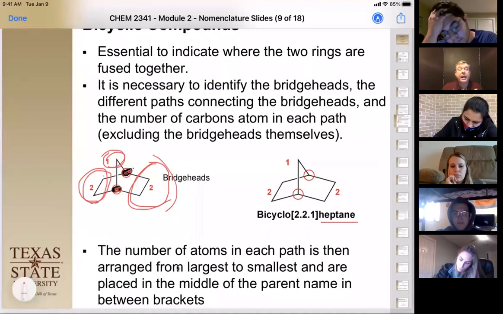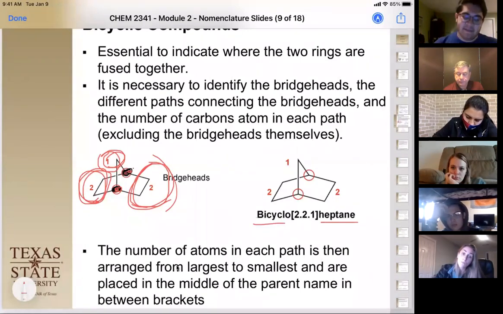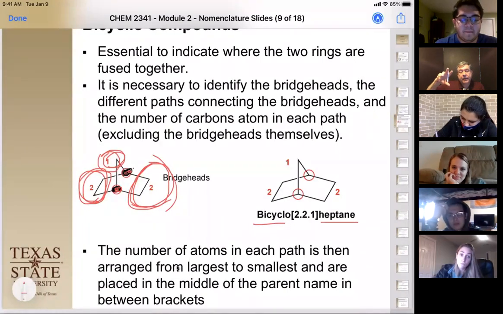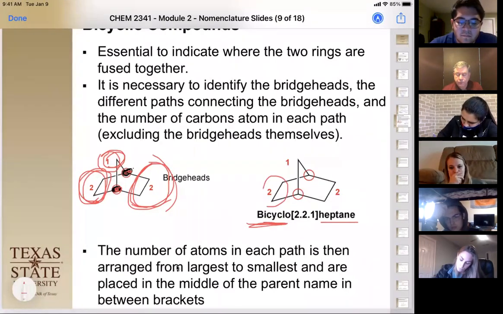Well, by identifying how many carbons are in each bridge, we will know exactly the configuration. So we have to identify them as, okay, 2 carbons here and 2 carbons here and 1 carbon here. Okay. So when we name that, we go bicyclo. Now this is backwards. We go the highest number first, then a dot, then the second highest number, then a dot, then the third highest number. And notice it's in brackets. This is different than substituents where you have a dash or a comma. It's only used in naming bicyclo compounds. So we have a bicyclo, and then we have 2, 2 dot, 1 dot.